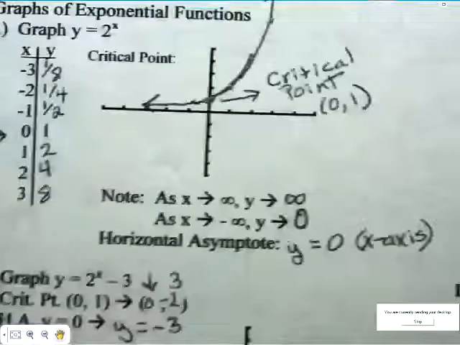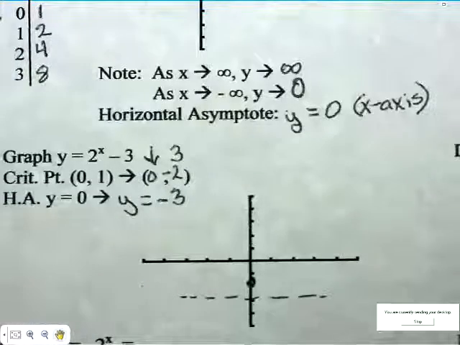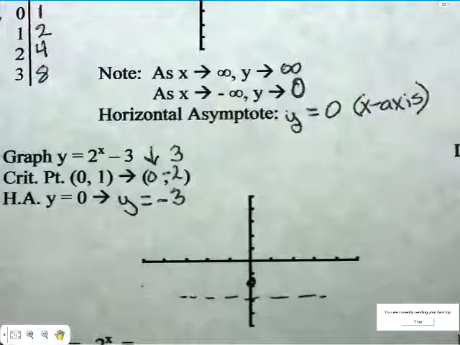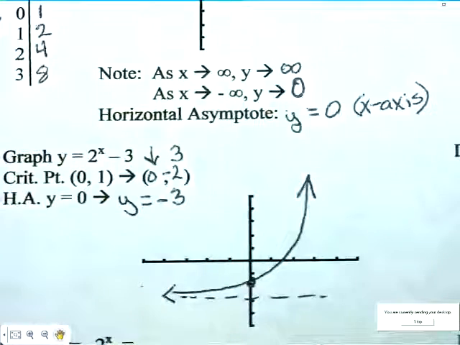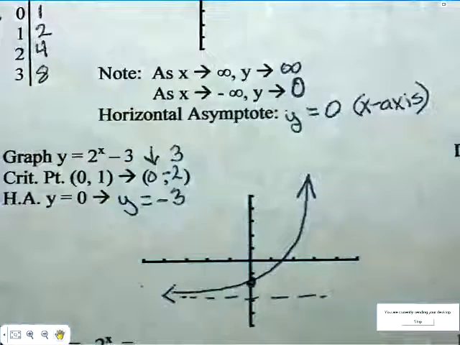All right. I have my critical point. I have my horizontal asymptote, and I know the general shape of the exponential function. I can get pretty fast at graphing these exponential functions now.